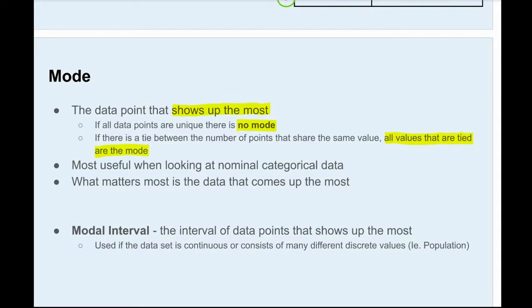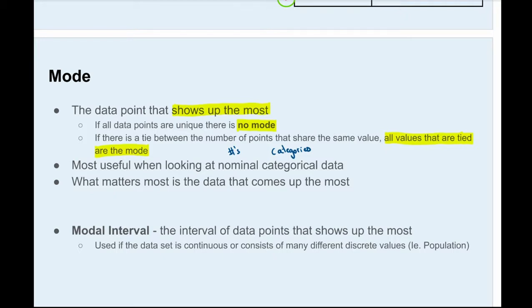Again, this is most useful when we're looking at nominal categorical data. Nominal categorical data, just some terms we haven't seen before. Nominal just basically means numbers, and categorical just means categories. So basically, if we're looking at different categories, so again, looking at populations or looking at countries, that's the category, and our number is the population in each. So that does work as well.